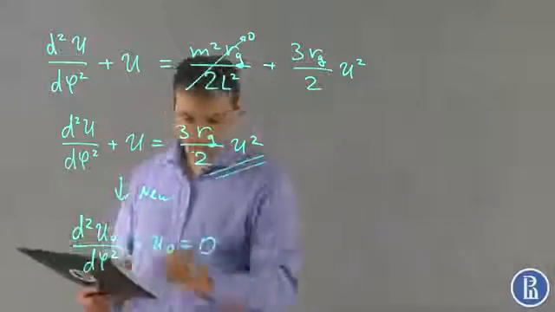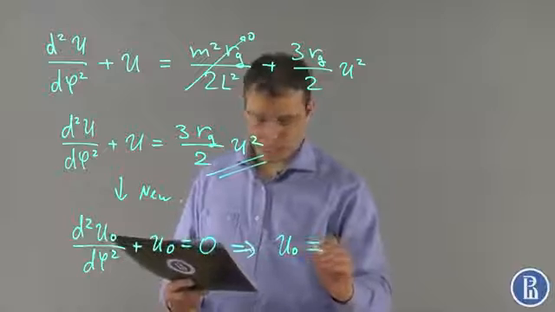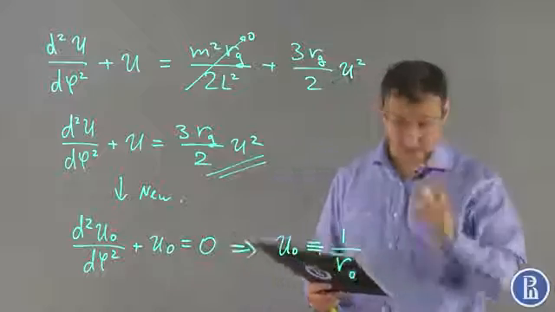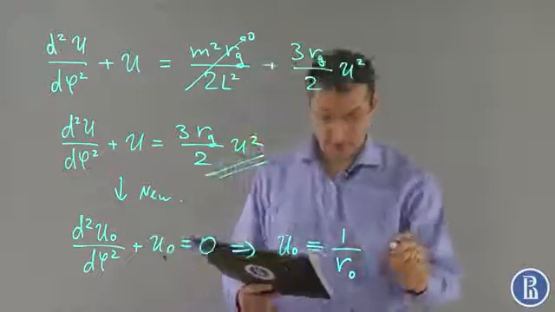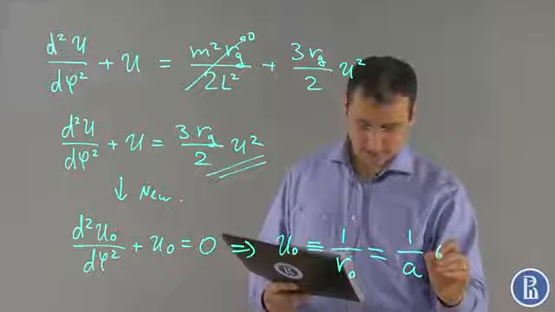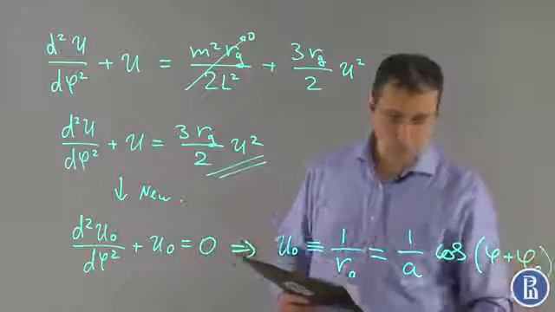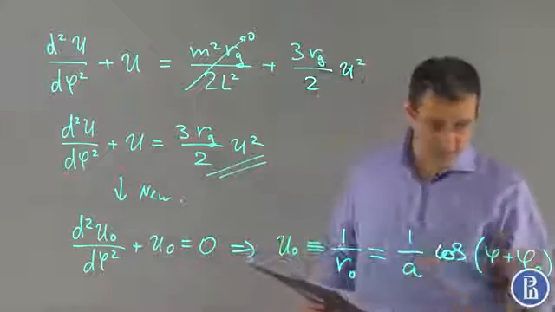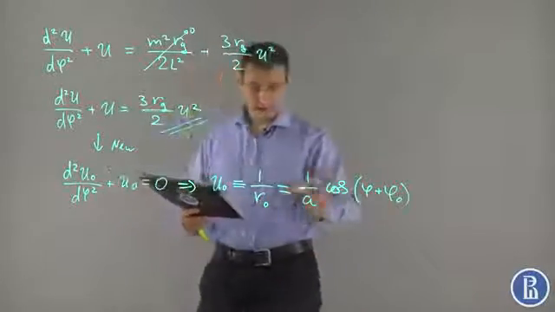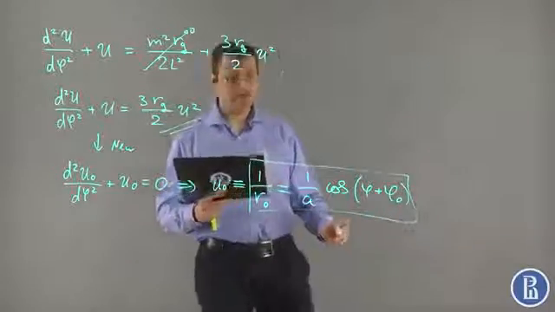And the solution of this equation, obviously, is u0, which is equal to 1 over r0. Again, 0 subscript corresponds to that. This is Newtonian limit, leading approximation. The solution of this equation is just 1 over a cosine of phi plus phi 0, where a and phi 0 are some constants. This expression defines a line in the plane.